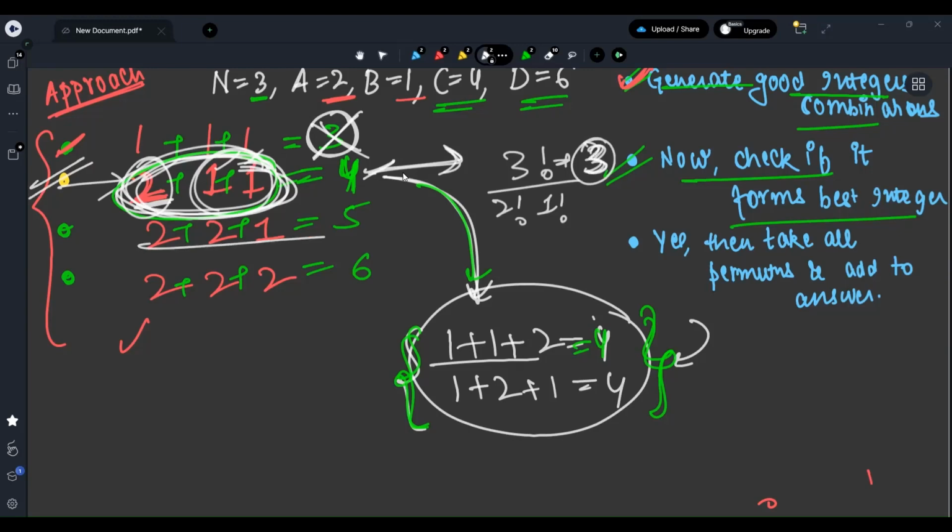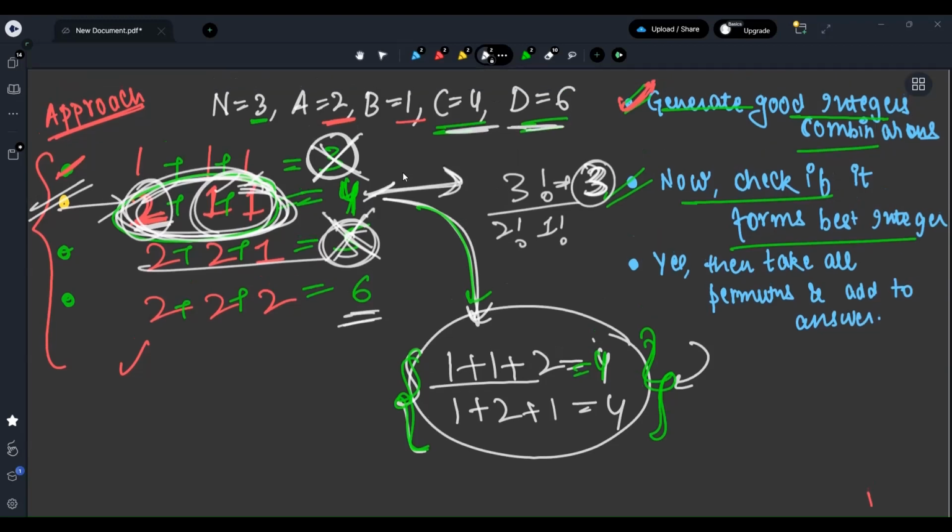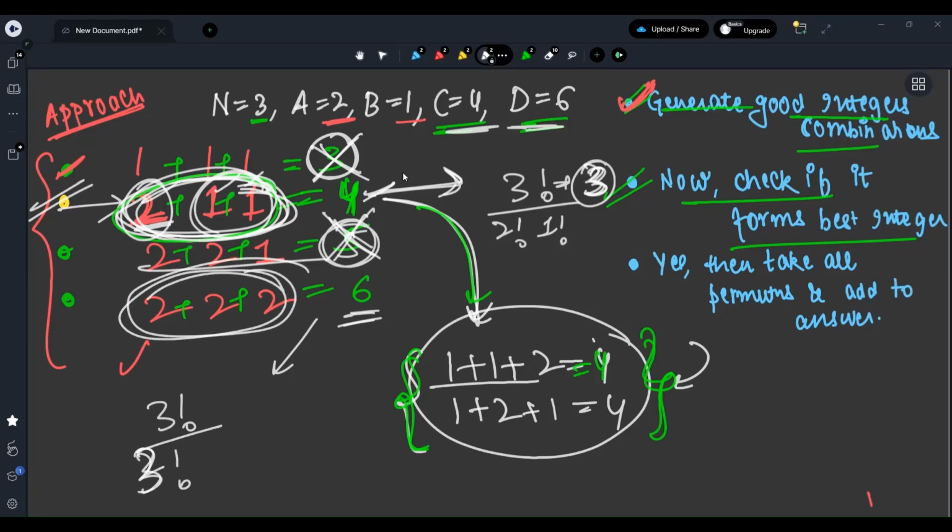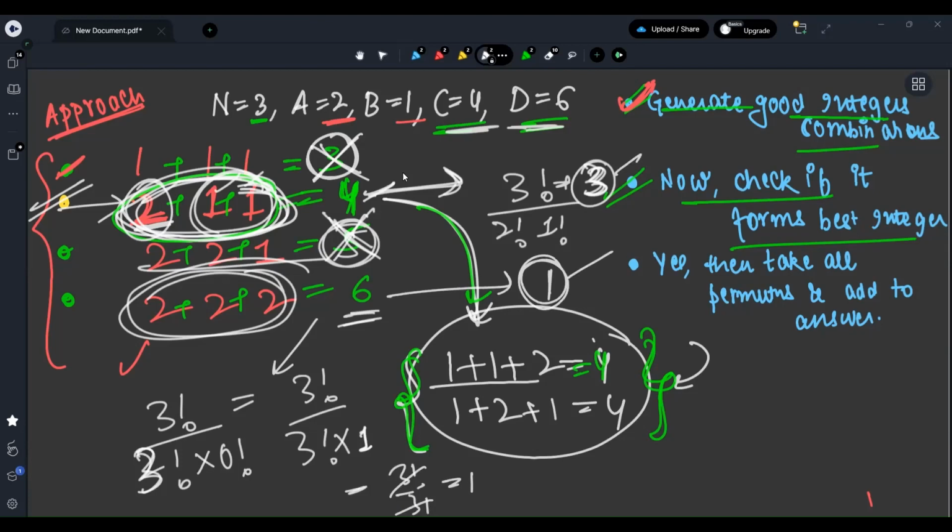Now let's go to the next. Here the sum is 5. Can this be a best integer? No. Here the sum is 6. Can this be a best integer? Yes, because it contains only C and D. So I will say okay. The number of elements is 3, the number of similar elements is 3 again, and we have none left, so it will be 0 factorial. 3 factorial upon 3 factorial, and 0 factorial is obviously 1. 3 factorial and 3 factorial will cancel out and this will be 1. So here the answer will be 1. So 3 plus 1 is equal to 4, and this is my answer.